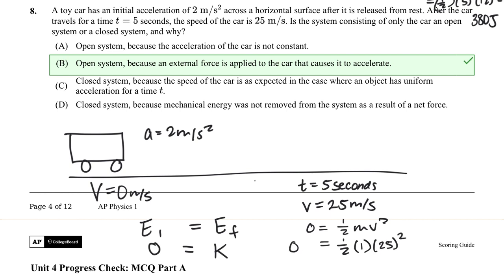So if I were to fill in these numbers, I can see that they actually don't equal each other. So my total mechanical energy in the final position is going to be greater than it is in the initial position. That means an external force had to have been applied to the system, causing it to be open, and that is letter B. So open, because an external force was applied, which is causing the car to accelerate.